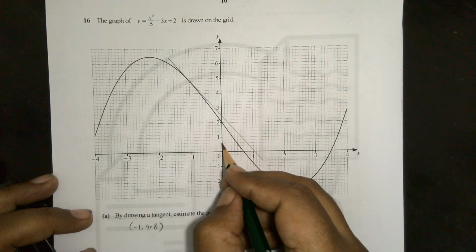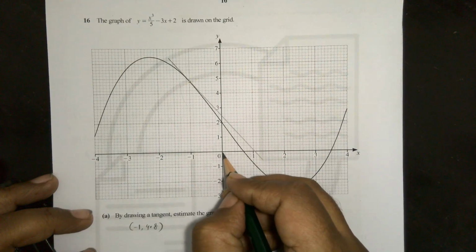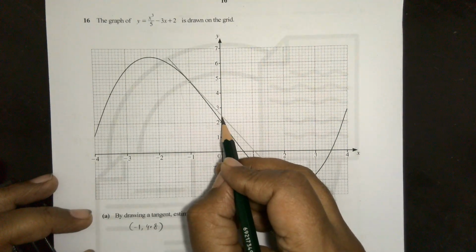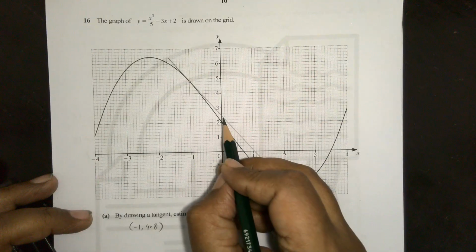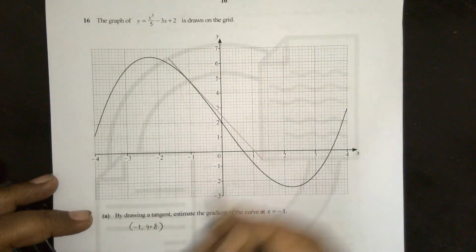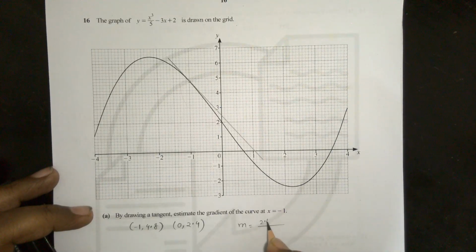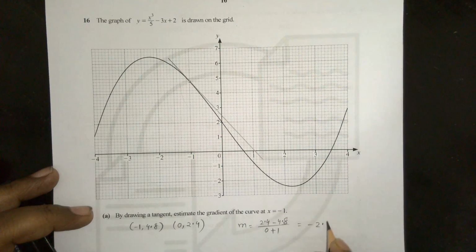Another coordinate I always take from the y-axis because one value is certain. I don't have to estimate the value, which is 0. The value of x is 0, and here it is, I think, 2.4. So I'm writing 0 comma 2.4. So the gradient is 2.4 minus 4.8, divided by 0 minus minus 1, that means plus 1. So the answer is minus 2.4.